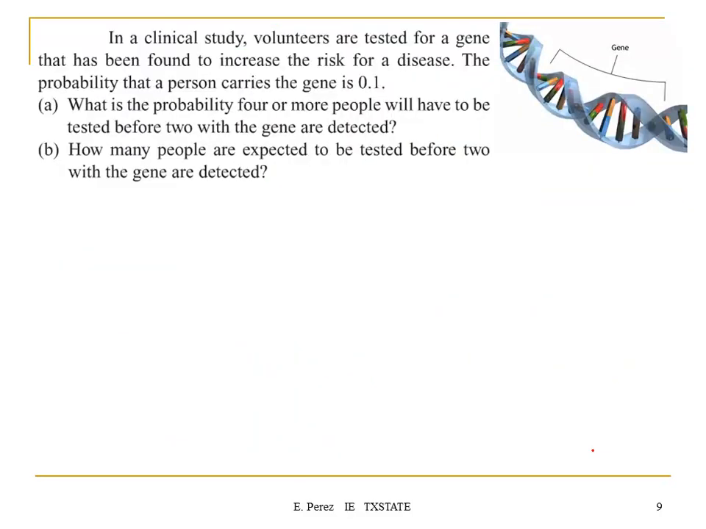Now, maybe with this example, we can have a better understanding of the negative binomial. So again, let me write that here. X is the number of trials until the kth success occurs.